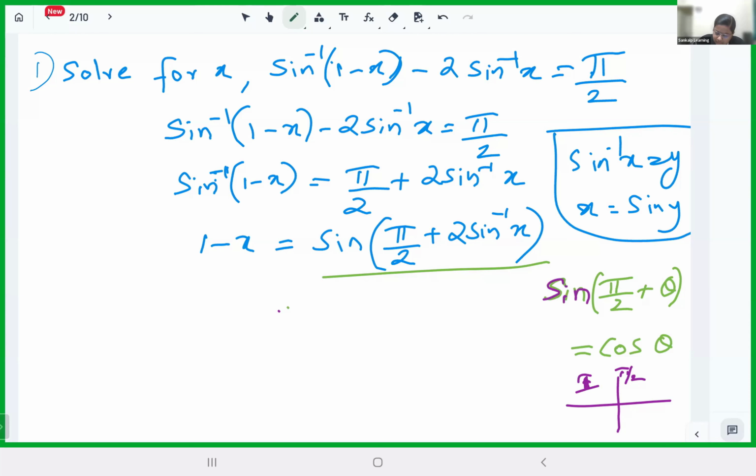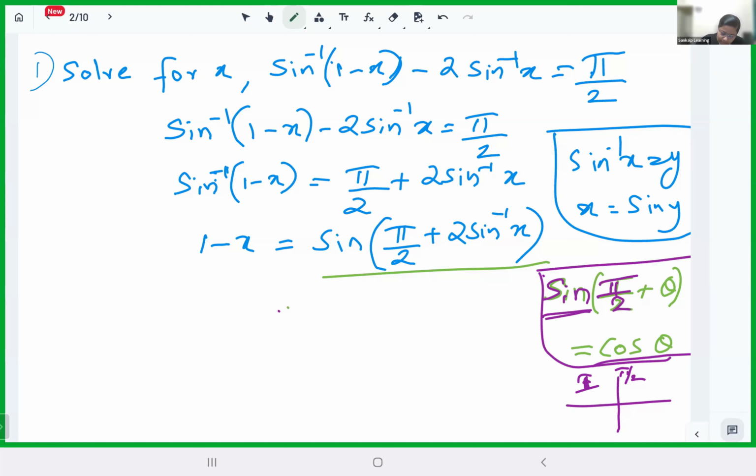Since it is pi by 2, or multiples of pi by 2, that is 3 pi by 2, 5 pi by 2, we know that if here it is sine, then its co-function will come in the answer. What is the co-function of sine? It is cos. So positive cos theta. That's how you get this answer: sine of pi by 2 plus theta is cos theta.